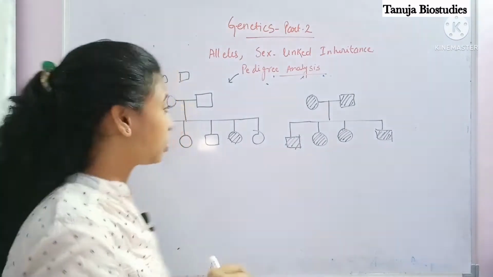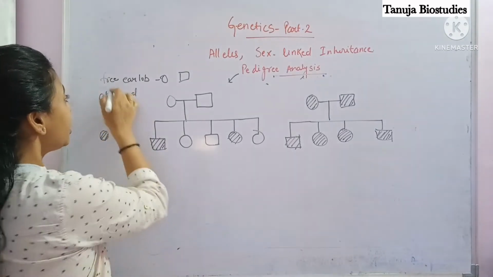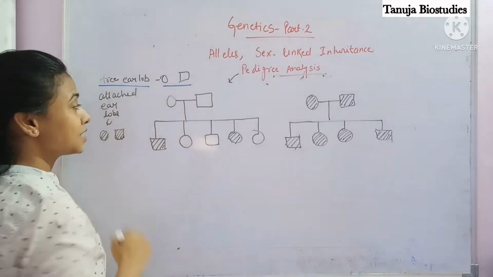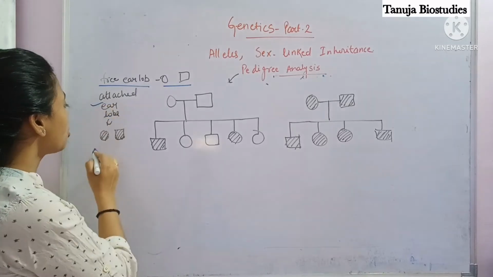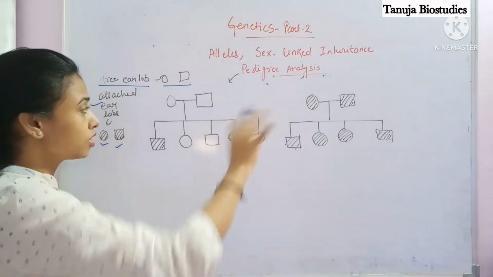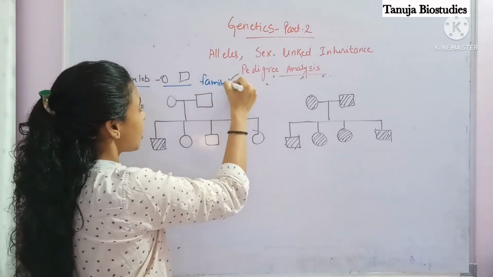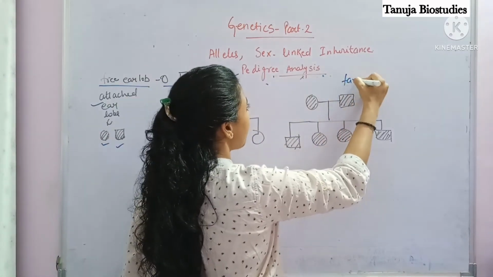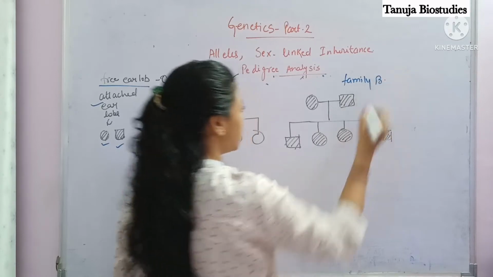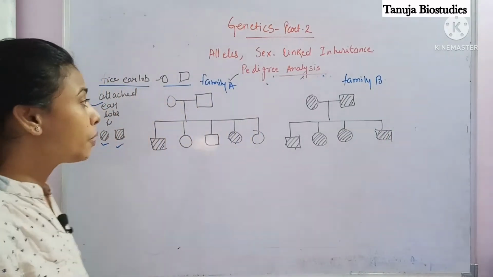So there are 2 characters, 2 alternatives. Free earlobe is denoted by this one sign and attached earlobe is denoted by this one. Okay, so it is given in this one. There is a family A and a family B, right? Okay, so your question is what?